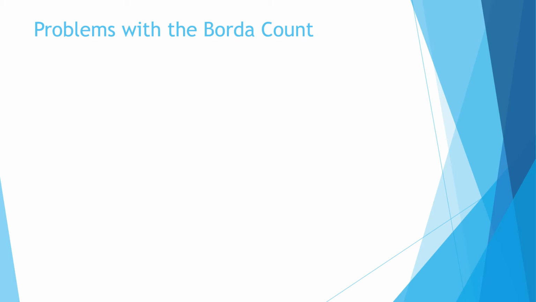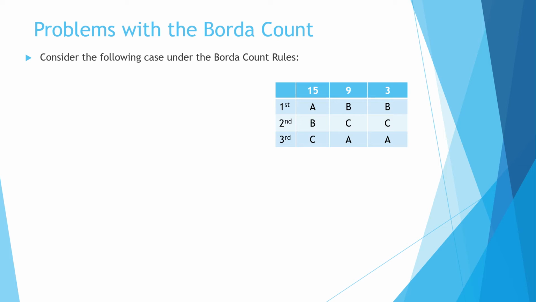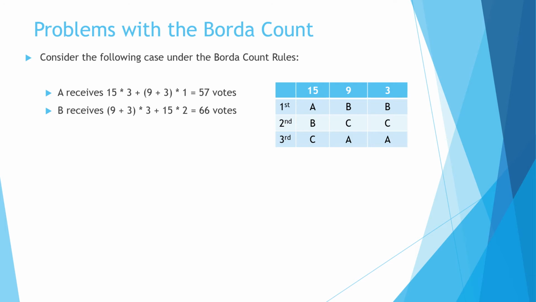Okay, but the Borda count isn't perfect by any stretch of the imagination. So let's look at this example. It's even simpler. Okay, so well, they're first place, so they get in the first column. So A gets 15 times 3 points there, and then they're last place for the other two columns, so that's 9 plus 3 all times 1, and that's a total of 57. So A gets 57 points.